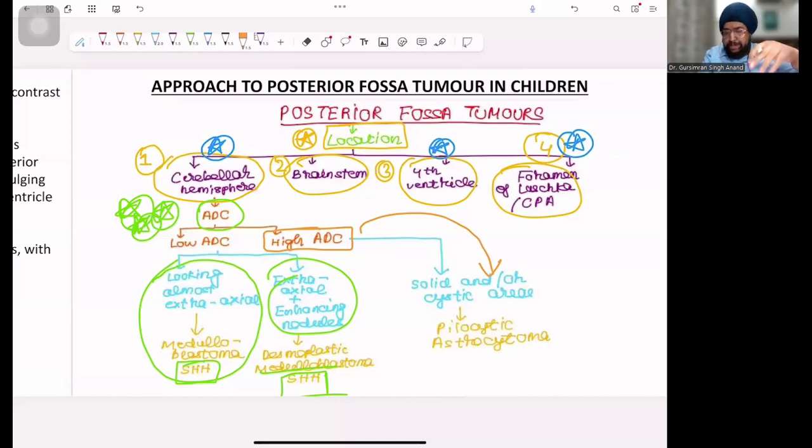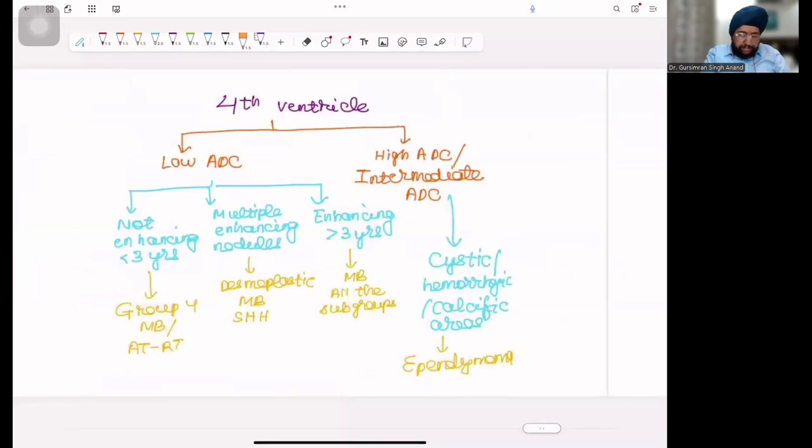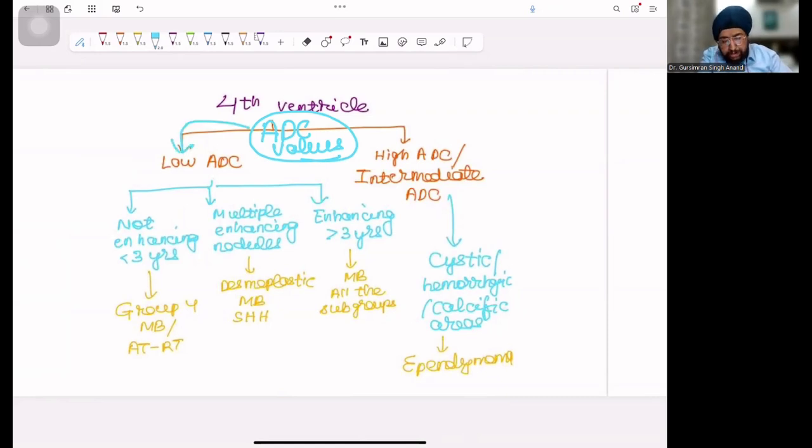If the ADC is high, meaning there is no diffusion restriction, and we have solid or cystic areas also, then it's a pilocytic astrocytoma. Now, if it's epicentered in the fourth ventricle, again the main point would be to look at the ADC values. If it's showing diffusion restriction, that is your low ADC values, and the age is less than 3 years and the tumor is not enhancing, or it shows minimal heterogeneous enhancement, it's usually a group 4 medulloblastoma, or it can be ATRT also.